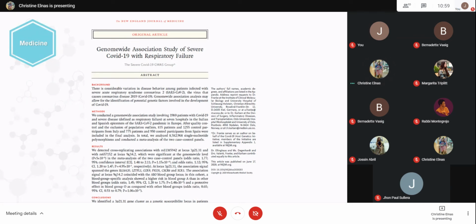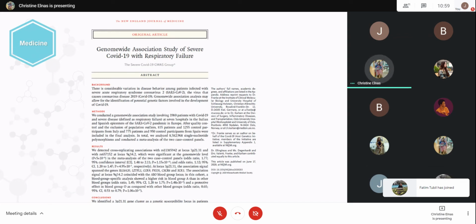So the results of these studies detected cross-replicating associations with RS11385492 at 3P21.31 and with RS657152 at locus 9Q34.2. So they detected cross replications between these two loci, which is significant at the genome-wide level.